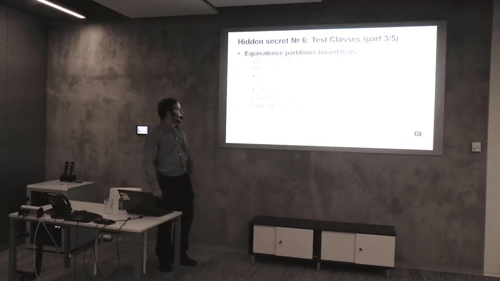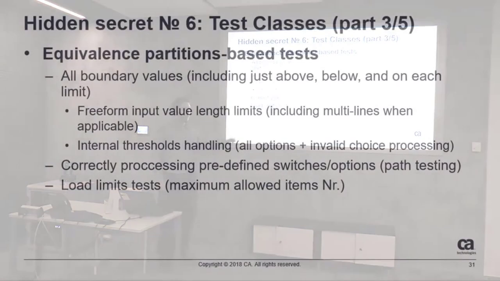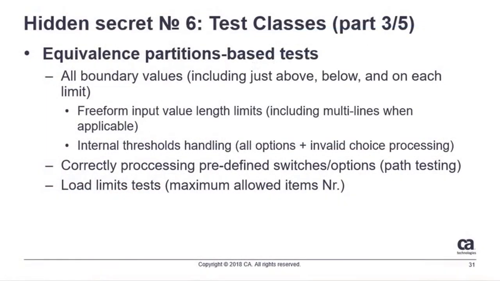Then you have a list specific for the equivalence partitioning. This is what could be generated by the utilities, by the CASE utilities like the CA Agile Requirements Designer.